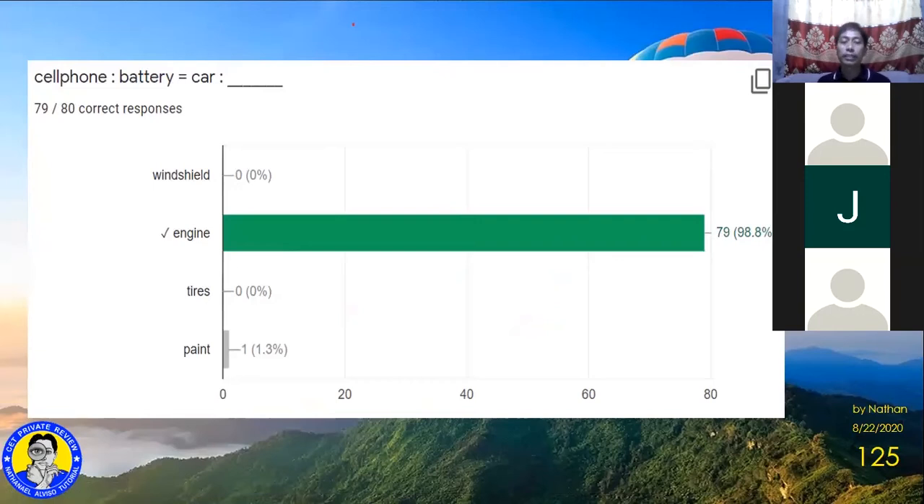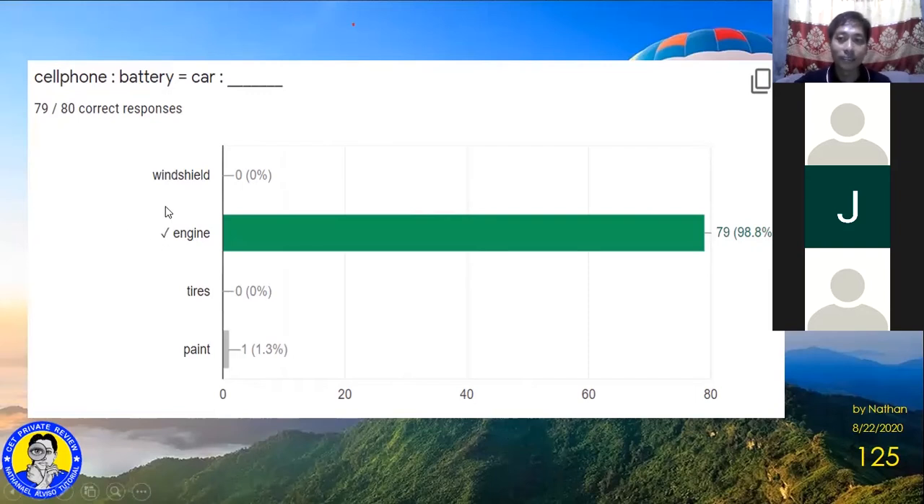Cell phone, battery, and then car. And you're able to answer correctly. Oh, 79 answered correctly, engine, but one answered paint. Why? Battery will power your cell phone, right? So what do you think will power a car? It's not paint, okay? It's the engine.